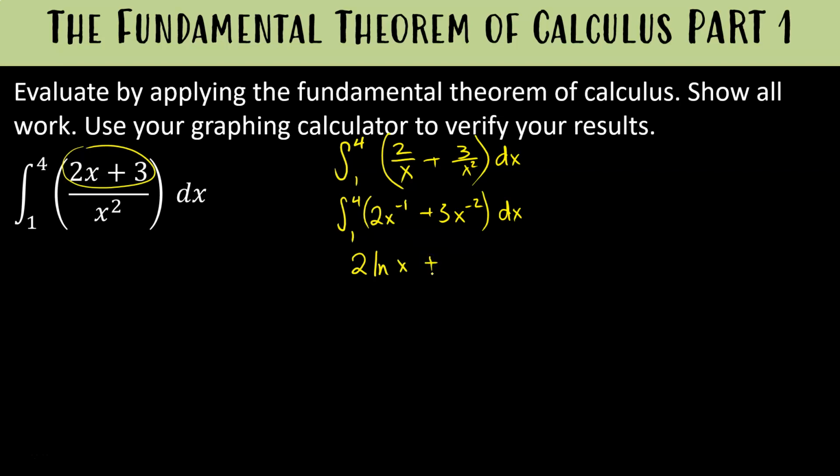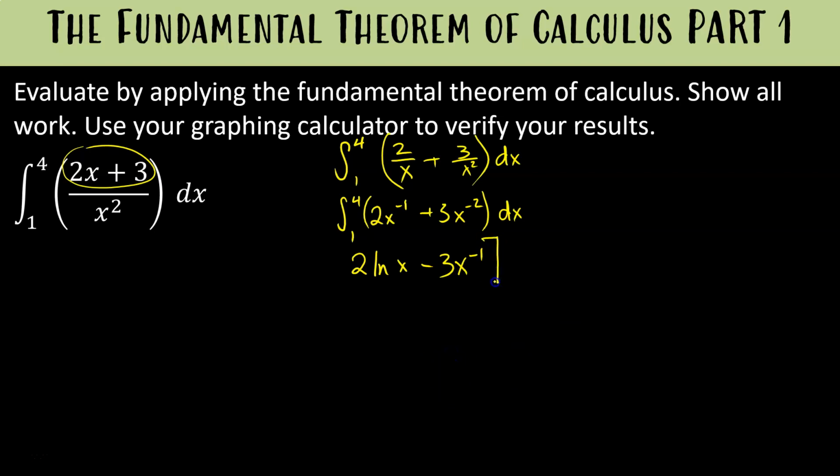Okay, so what has the derivative of 3x to the negative second? Well, it's definitely going to be x to the negative first, and definitely not going to be 3. Or is it? Oh yeah, just a negative 3, because if I did the derivative of negative 3x to the negative first, that would be negative 3 times negative 1, x to the power negative 2, which is going to be 3x to the negative 2, or 3 over x squared. Okay, perfect. That's what I want.